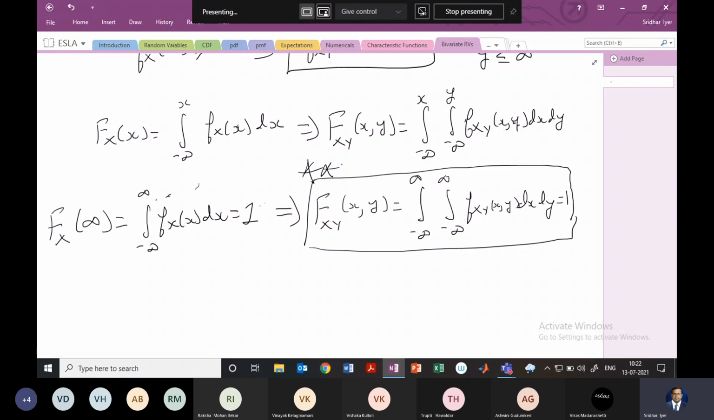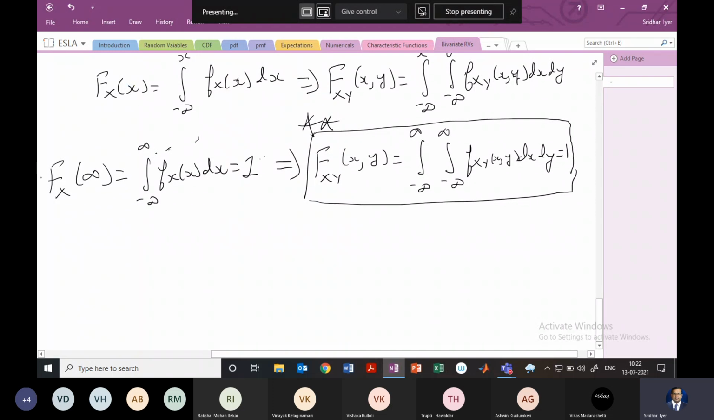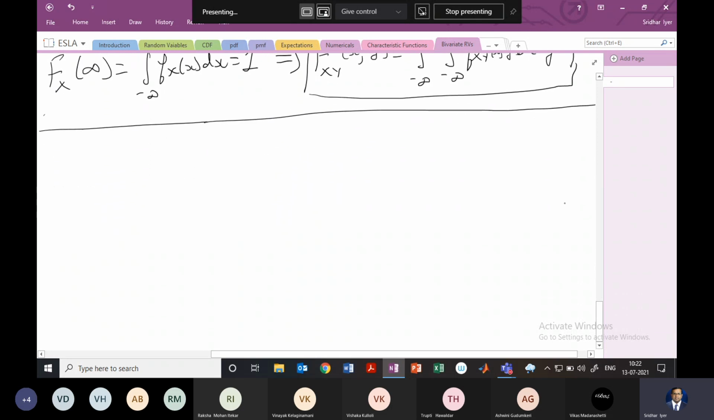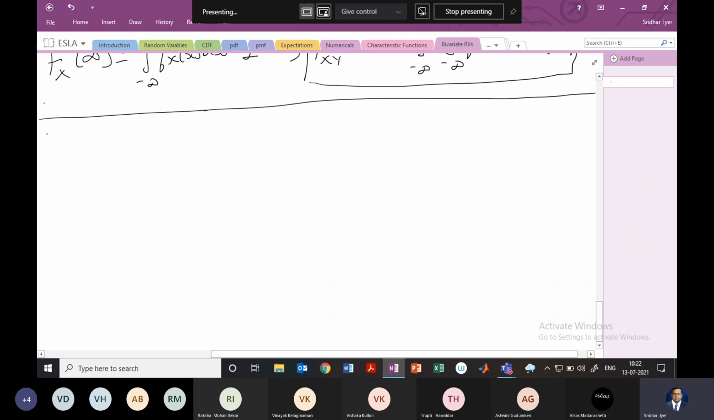I think we've done most of the properties which are required for solving the numericals. If you recollect the parts we did on the PDF and CDF for single random variables, the next part will be finding the mean value, the expectation, the variance, and so on. Let's do that a little later. First, let us try to solve numericals based on PDF and CDF. This is the first numerical for the day.